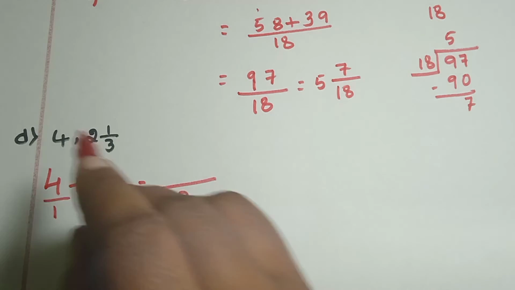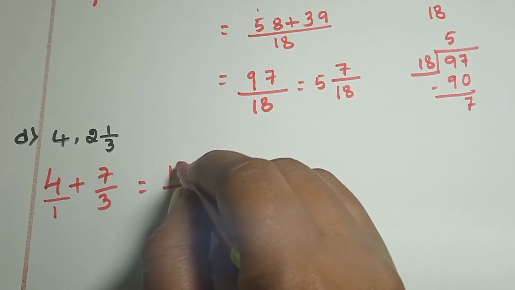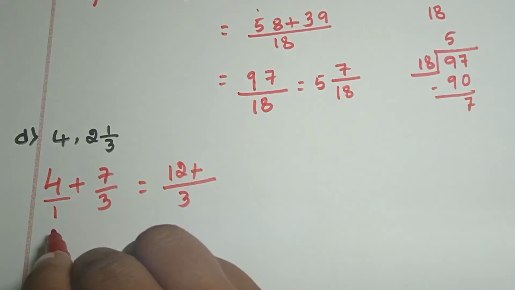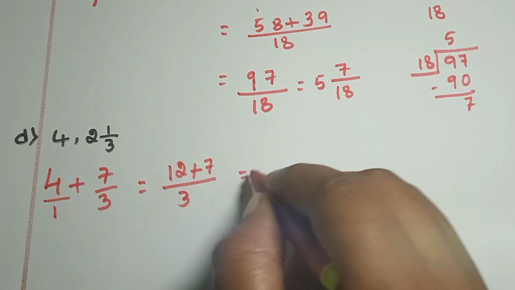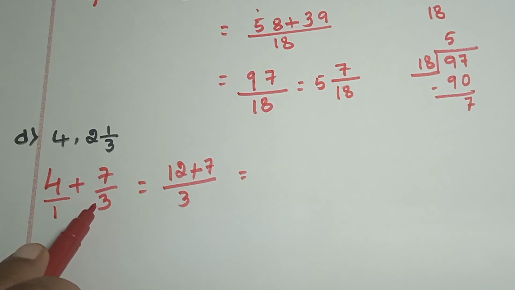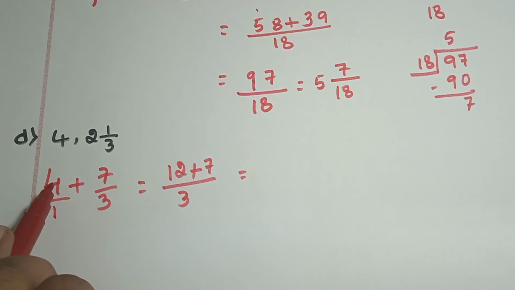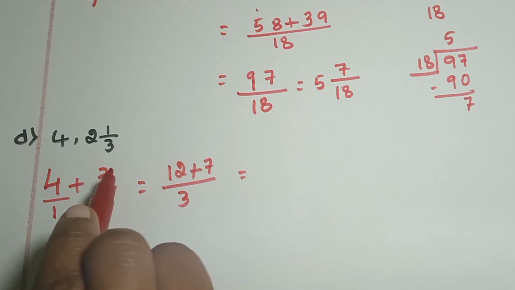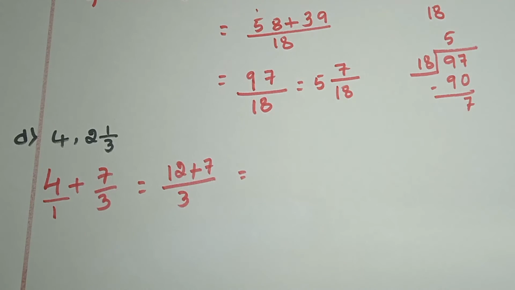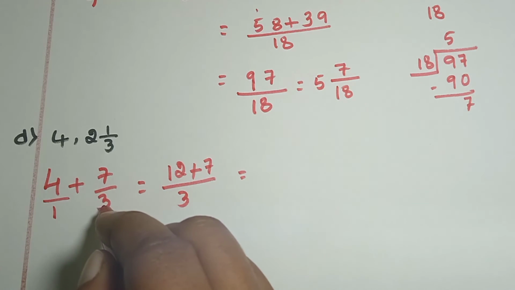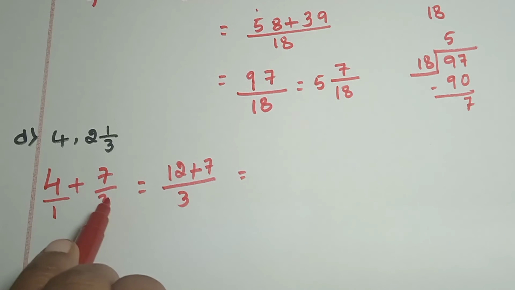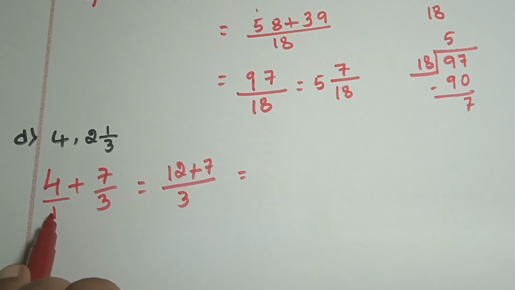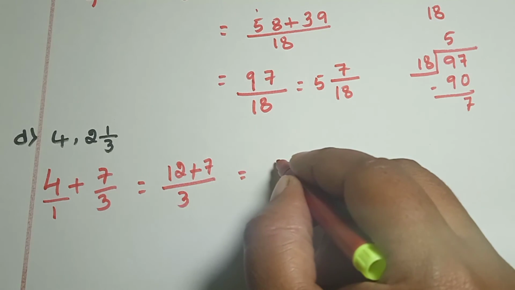1 3s are 3. Okay, 3 into 4 is 12. Plus, 3 1s are 3. 1 into 7 is 7. See here cross multiplication. See, look at the example, children. 3 4s are how much? 12. 1 7s are how much? 7. Okay, clear or not? In this particular example only, 3 into 4 is 12 plus 7 into 1 is 7. Okay, 12 plus 7 how much, children?